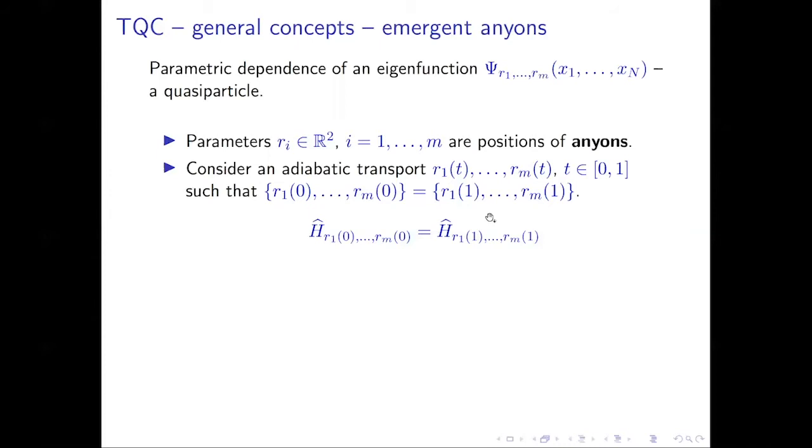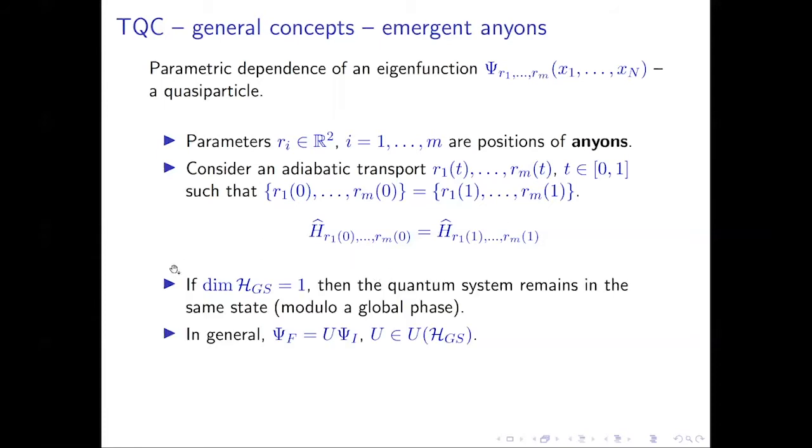So we are really staying in the same eigenspace after the transport. Maybe some of the students who are present here can remember if they had this adiabatic theorem in the quantum mechanics course. If the ground space is non-degenerate, so there is just a single wave function, then if we take such an adiabatic transport, what can happen is that we get some global phase that multiplies the wave function after the transport, right? So we are staying in the same ground space, modulo global phase.